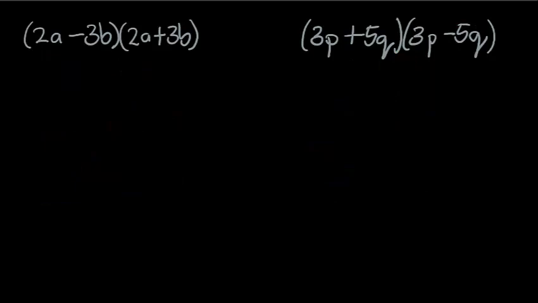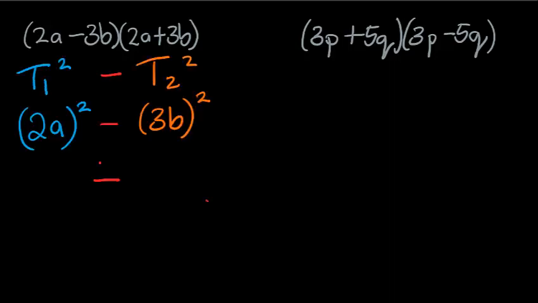2a minus 3b, 2a plus 3b. Now let's do difference of squares. 2 to the power of 2 is 4. A squared is a squared. 3 to the power of 2, that's 3 times 3, which is 9b squared.